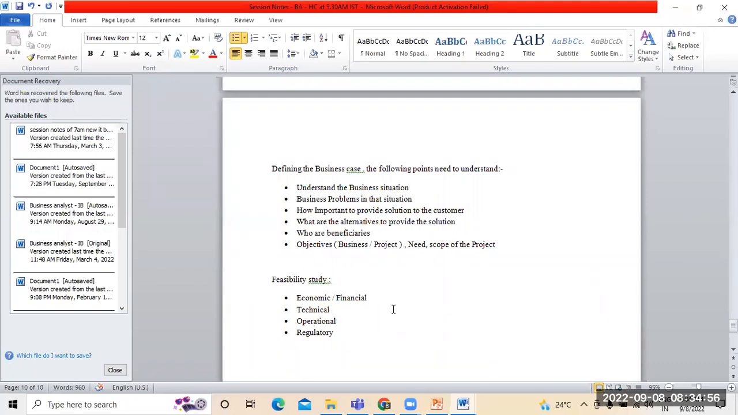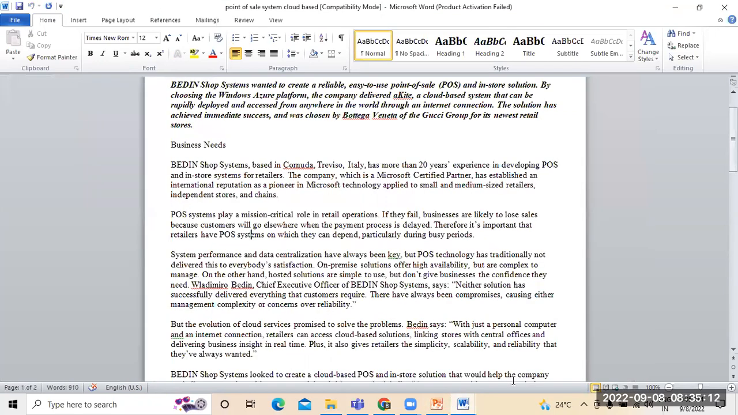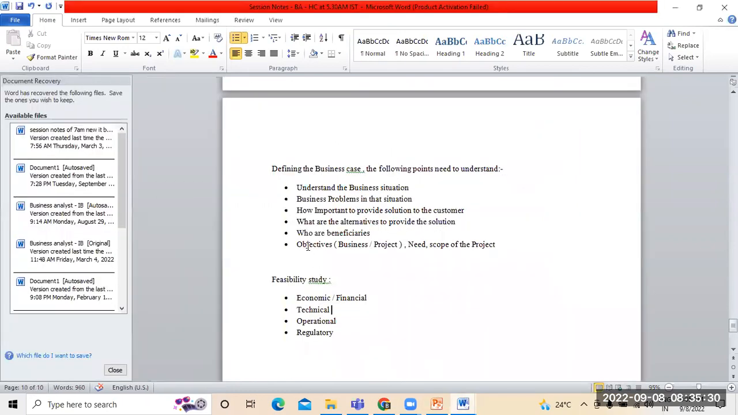Next, technical feasibility. Technically, is it possible for us to develop the solution? If that was the case, is it viable to develop a cloud-based point of sale system? Why? Because the cloud service provider, whoever you are choosing, should be good. That is point number one. Second, those cloud services should be available across the places where you are providing services to your customers, right? So you need to consider all that. When you are providing a solution, you have to be cautious, but you need to understand the alternatives.